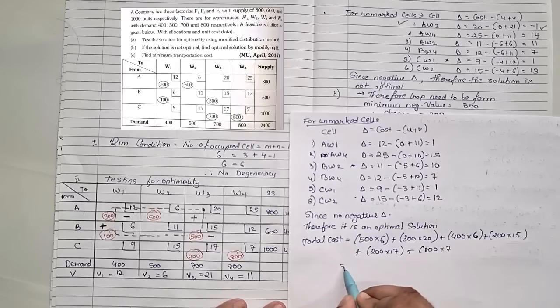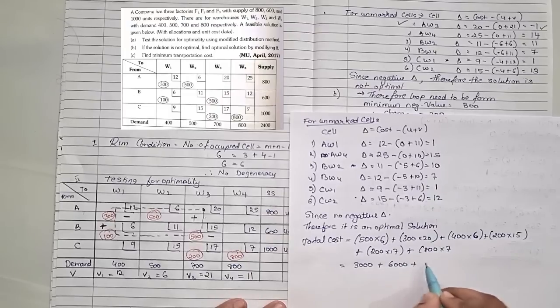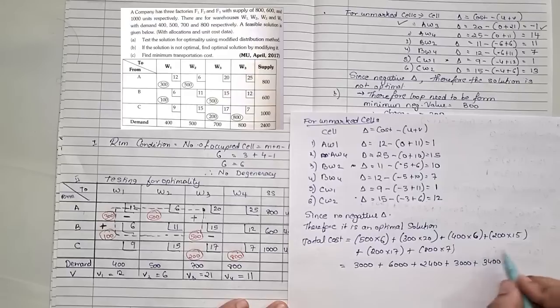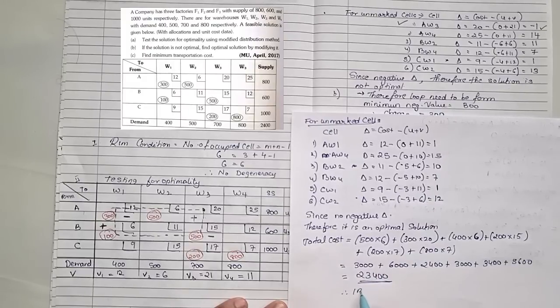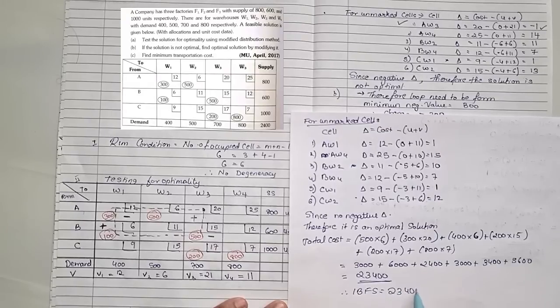So 500 into 6 is 3000, 300 into 20 is 6000, then 2400 plus 3000 plus 200 into 17, 3400, plus 8 sevens are 5600. When you add up all these values, you should get the answer as 23,400. Therefore, my initial basic feasible solution is 23,400.